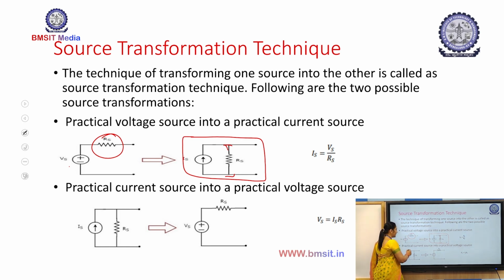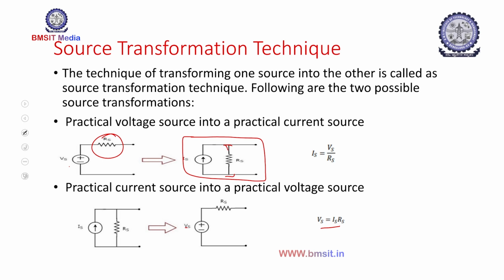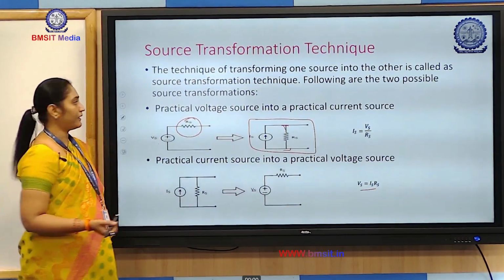Similarly, when we take up the practical current source, it will have a current source element as well as a resistor connected in parallel to the source element. This can be transformed into a voltage source. We know the formula V equal to I into R, so we will calculate using this formula. The same value we will connect here, and the resistance which is connected across the current source will be connected in series in the network. This is how we transform one practical source to another practical source.